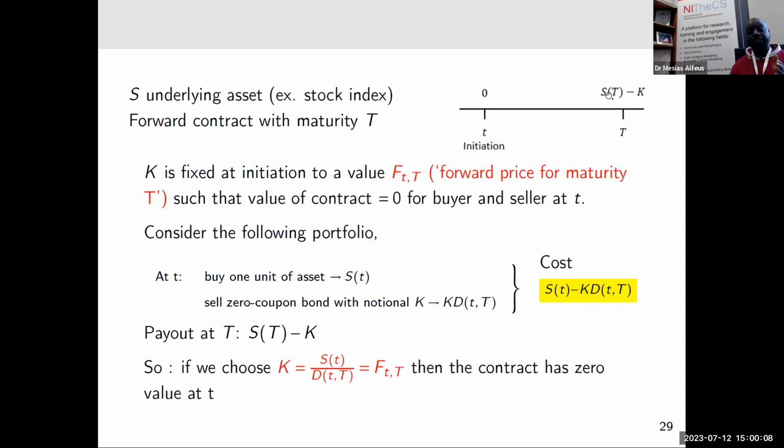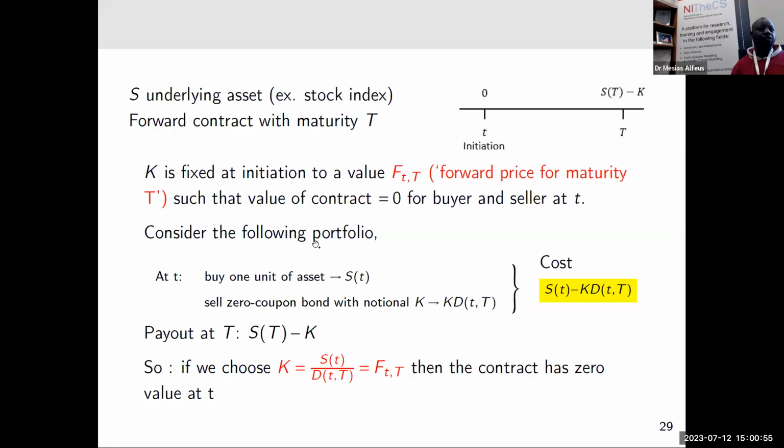And if you long a forward contract, the value of the contract is S_T minus K. Now K is fixed at time 0, because if you are going to buy an asset in the future, you have to fix your strike price today. You have to fix the price you're going to buy at in the future. So this price is always determined in such a way that at the inception of the contract, the value of the forward contract at time 0 is equal to 0.